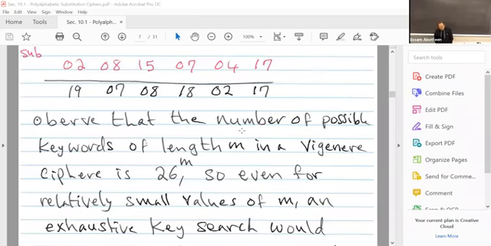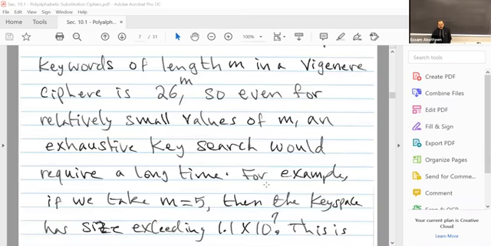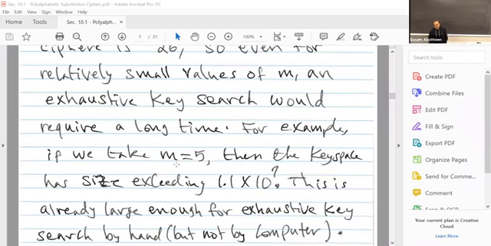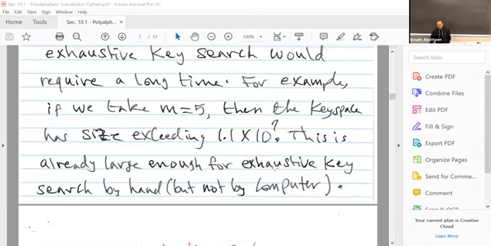Now, for this system, first of all, we know that the frequencies are mixed up, which means they are scrambled. We cannot use cryptanalysis for it, or at least it's going to be a little harder. The other thing is the key space for this cryptosystem is quite large, because we could use any keyword, let's say of length m. All possible keywords give a total of 26 to the power of m. So even when m is relatively small, an exhaustive key search would require a long time. Even for m equal to 5, the key space is more than 1.1 multiplied by 10 to the 7, which by hand is very hard to try.